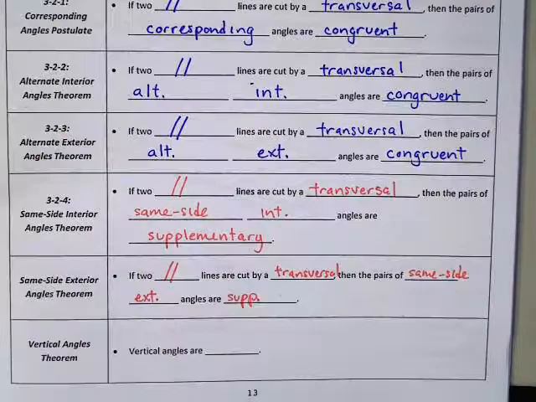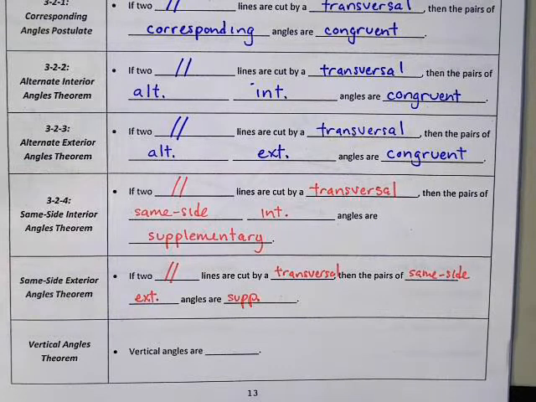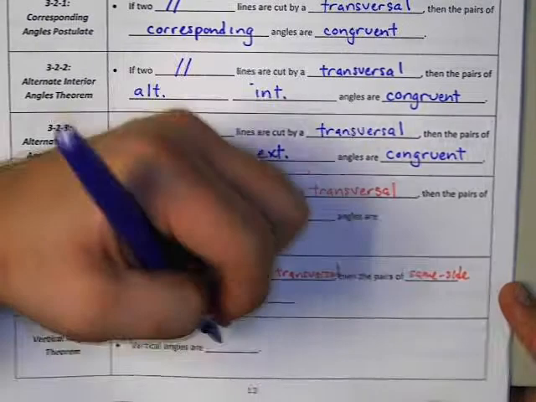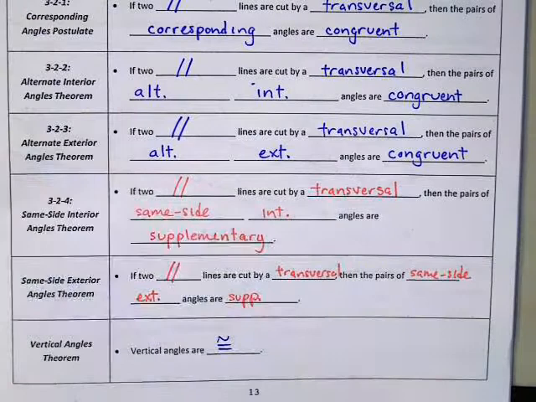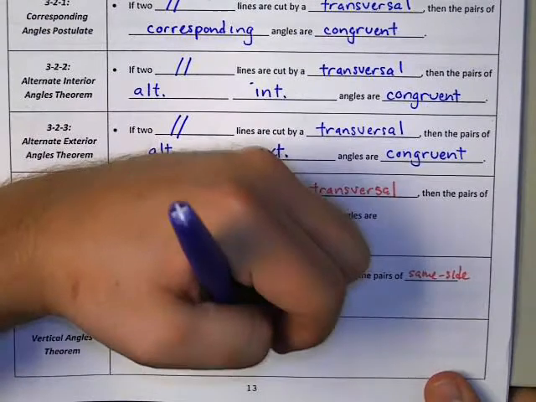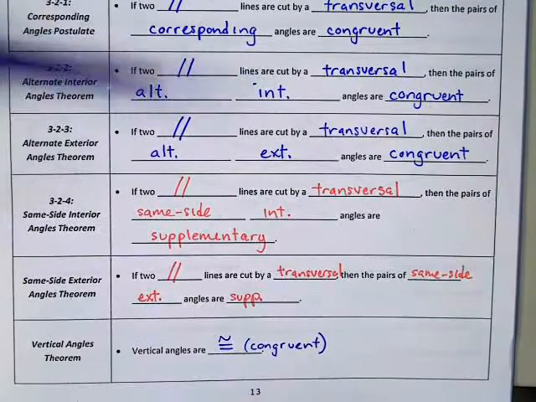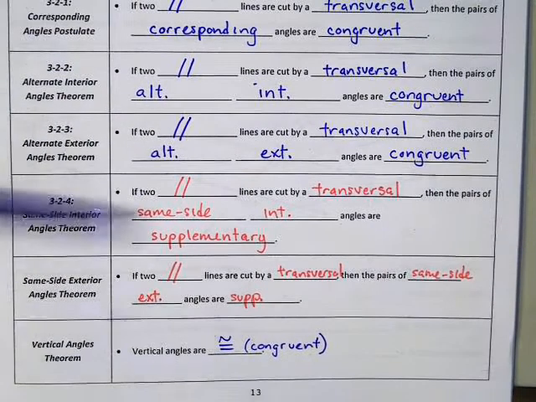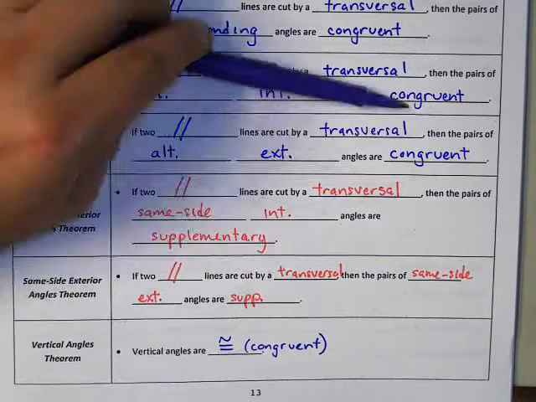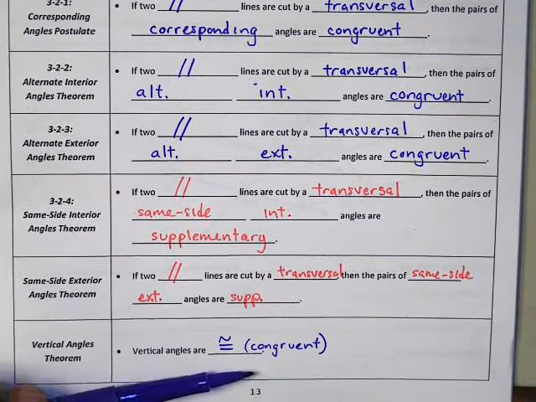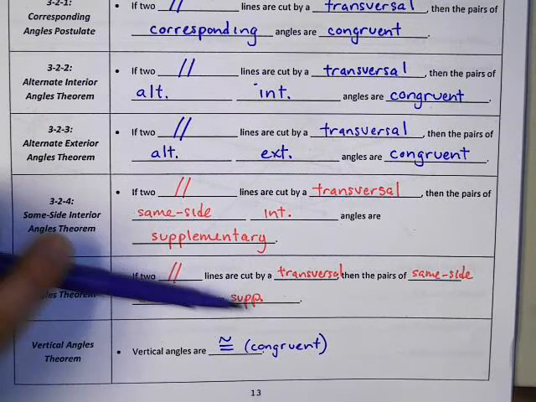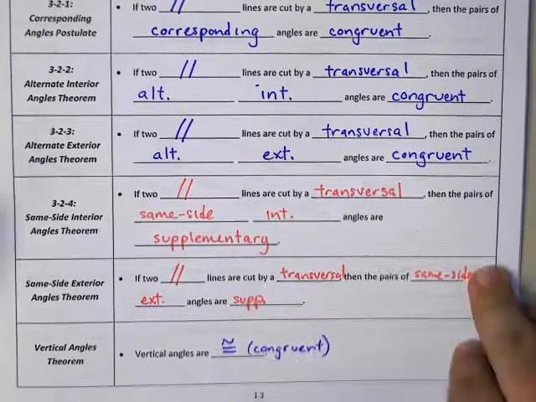Now the last one, we already know this. We've talked about this before. Vertical angles. Let me change colors so they match up with these others. We know vertical angles are always congruent. So anything purple: congruent, congruent, congruent, congruent. Pink: supplementary, supplementary.